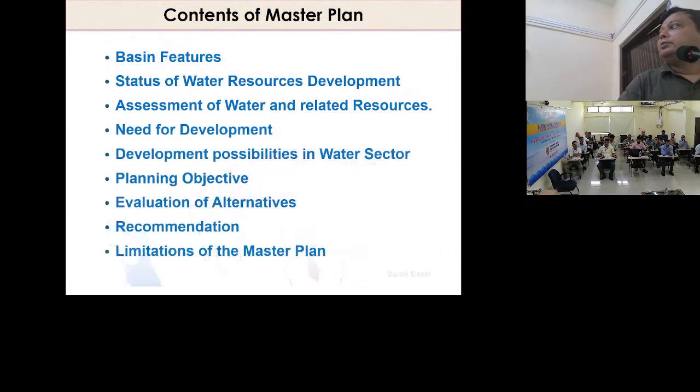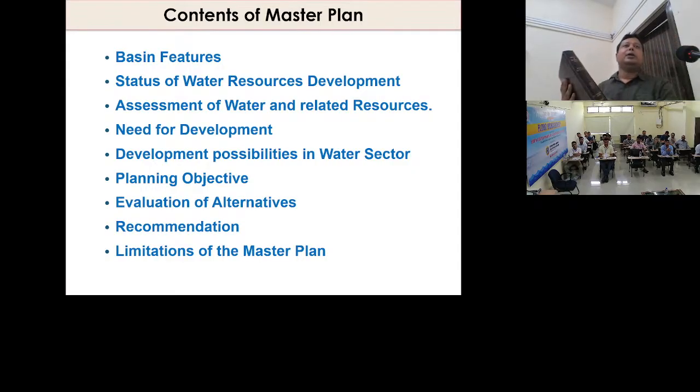Now, what are the things you will get in this master plan? I have told you this is the master plan. This is the main stem. This is part one. Part one means the main things we will get here. There may be some study reports, maybe some atlas volume, maps and drawings, and some other volumes. But the main volume is this.